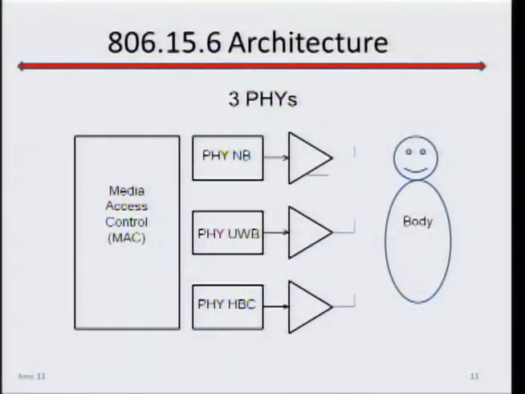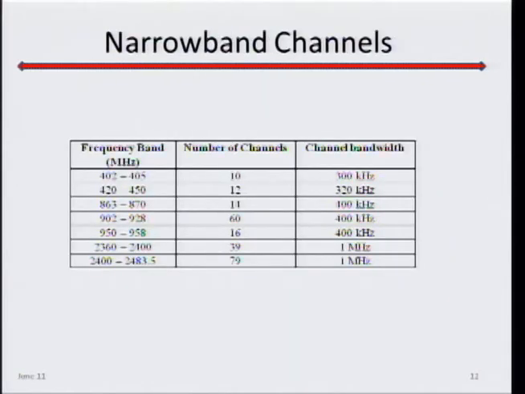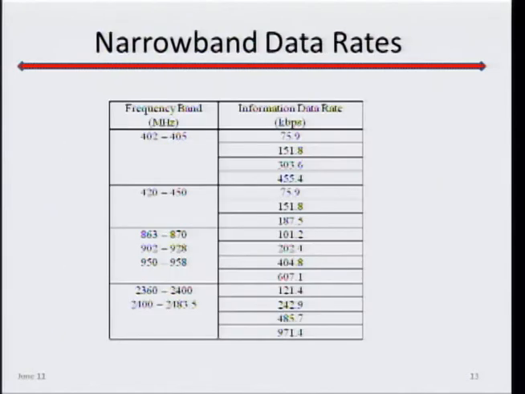We wound up with 3 PHYs. PHY means physical layer. We call them PHY narrowband, ultra-wideband, and HBC, and a single MAC. In the narrowband, in different bands, we have many channels. Different bands have different channels and different channel bandwidth available. Some of the data rates that will be available in the standard, in terms of actual information data bits, this is after coding and error coding and all that, are listed here.